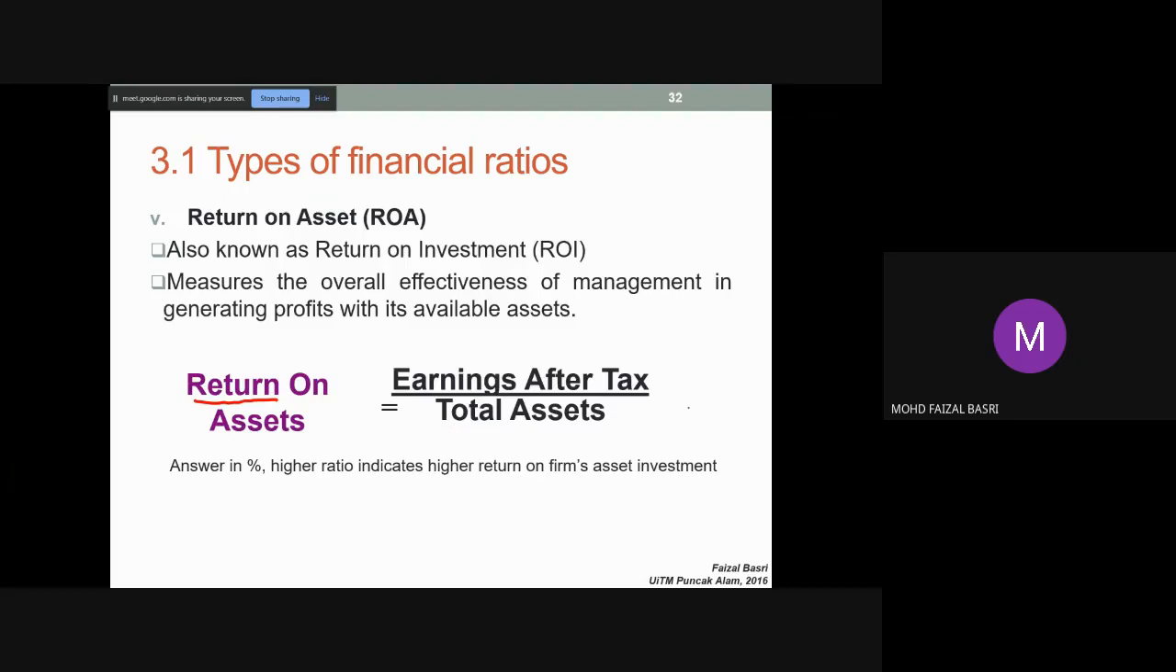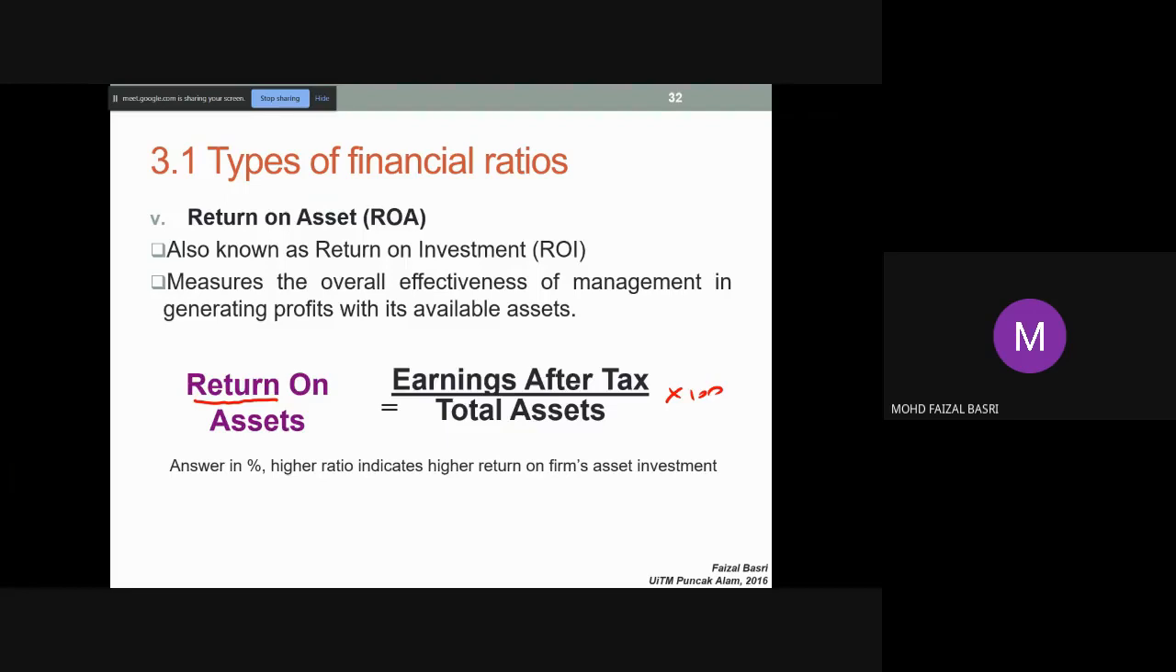Okay, so we multiply with 100. So it measures the overall effectiveness of the management in generating profits based on its total assets. So how the total assets are used in order to generate sales. Okay, so the higher the ratio, the better.